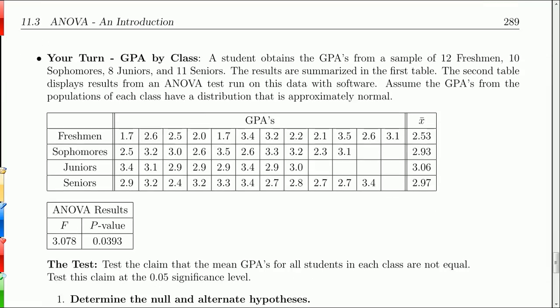Alright, so here's the your turn problem. Again, these are easy because you get the results of the ANOVA test right there. So a student obtains the GPAs from a sample of 12 freshmen, 10 sophomores, 8 juniors, and 11 seniors. And the results are summarized in this table. The second table gives the ANOVA results, and we will assume that the GPAs from the populations of each class have a distribution that is approximately normal. That way we can use this process, right? That's one of the requirements.